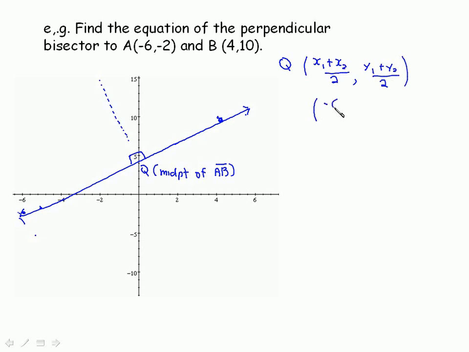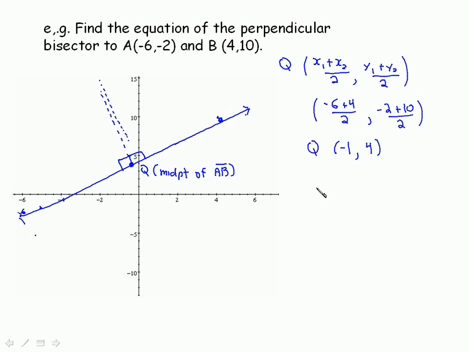So we add the x's together, -6 plus 4 divided by 2, and we add the y's, which is -2 plus 10 divided by 2. So -6 plus 4 is -2, divided by 2 is -1. I didn't do a great job of locating it, but it should work. -2 plus 10 is 8, divided by 2 is 4. So -1, 4 is about right there, and that's where the midpoint really should be. So redraw it a bit. So that's point Q, and that's our point.